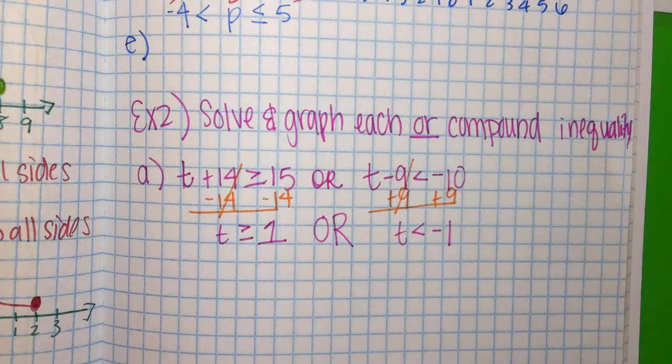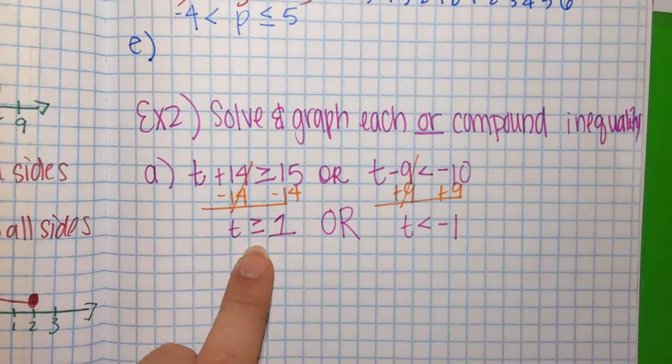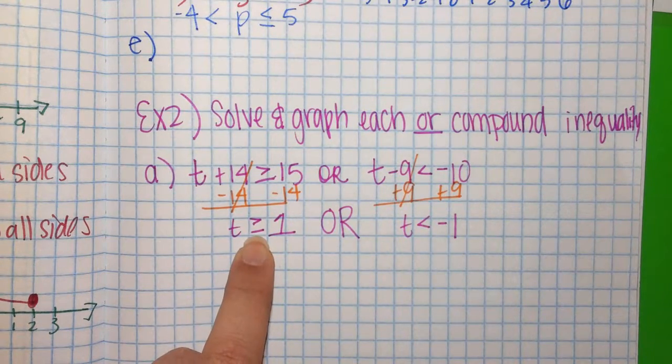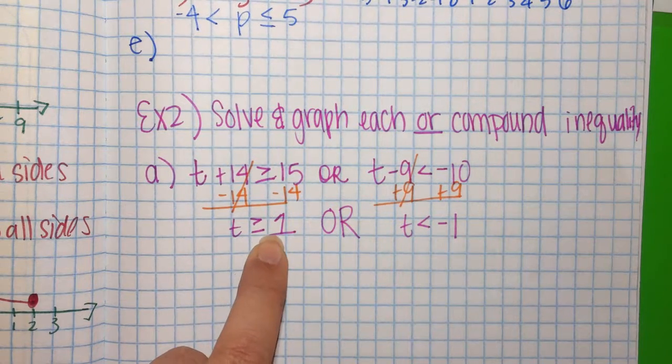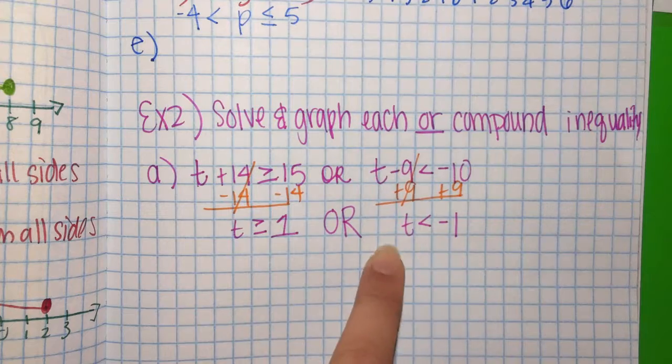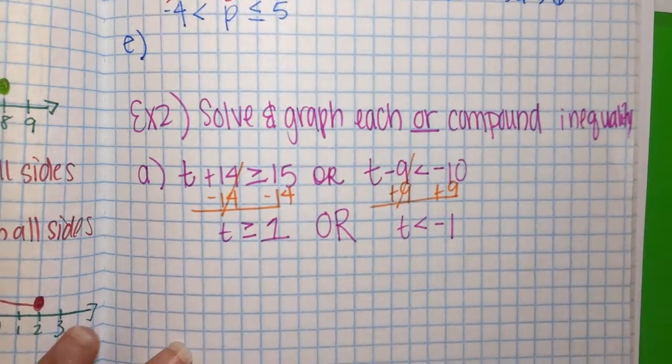All right, so read our solutions to me, Bryn. T greater than... What does the line mean? Oh, yeah, greater than or equal to 1, or T less than negative 1. T is less than negative 1. There's no line under that one. Very good.